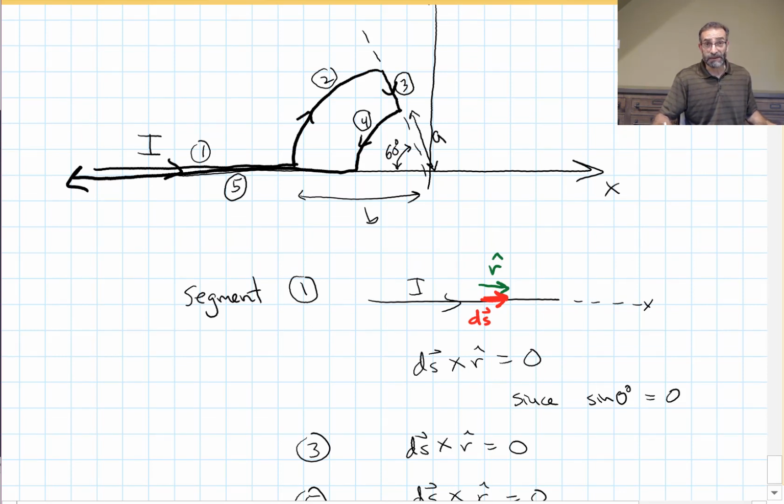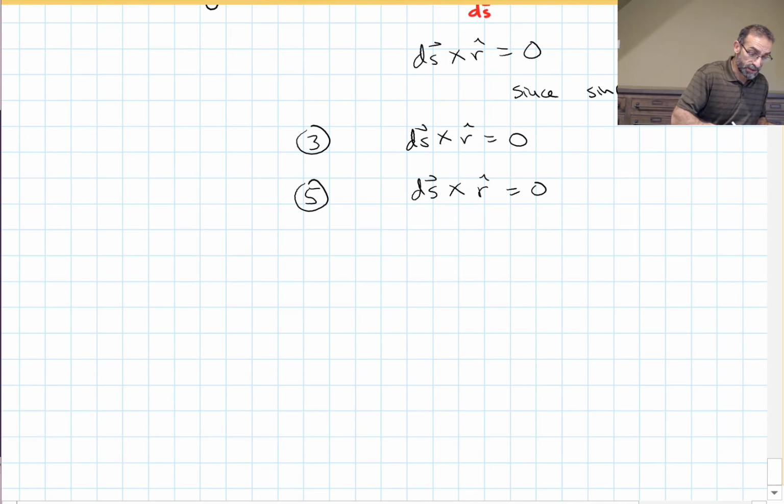It turns out that this is really simple. The calculus simplifies very quickly when we have a curved segment like this. So let's take a look at what happens along segment 2. Segment 2 looks something like this. Current is in this direction. My ds looks like that. My point of interest is over here somewhere.